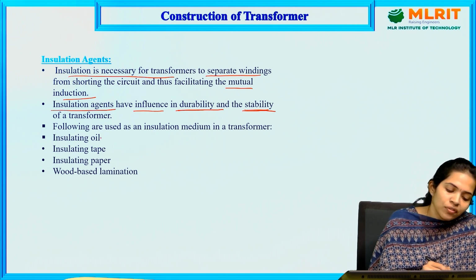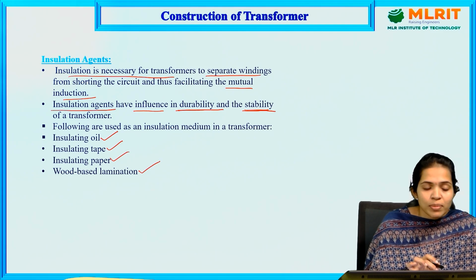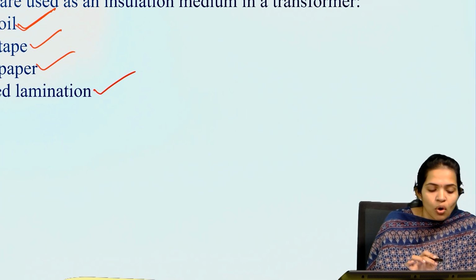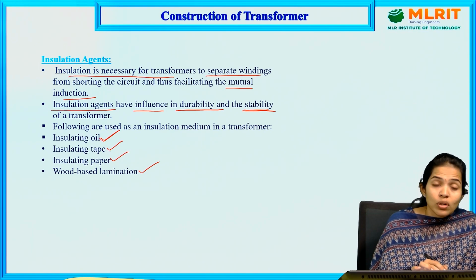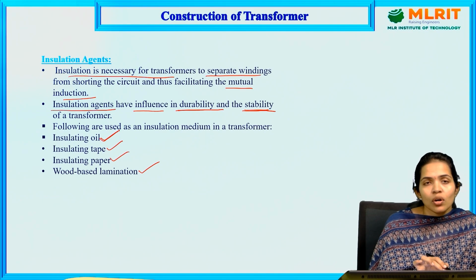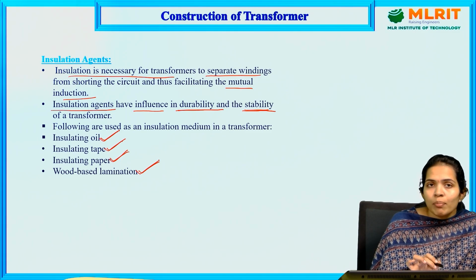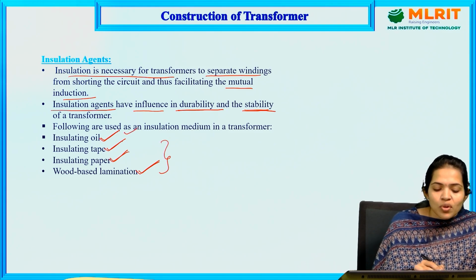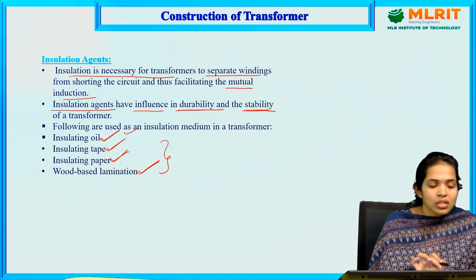There are basically four types of insulating agents which we use in transformers. The primarily used insulating agent is oil. Apart from insulating oil, we also use insulating tape, insulating paper, and wood-based insulations, based upon the different ratings of the transformer. But for the higher rating of transformer, we basically use insulating oil as our insulation agent.